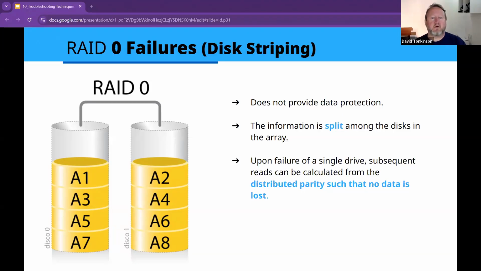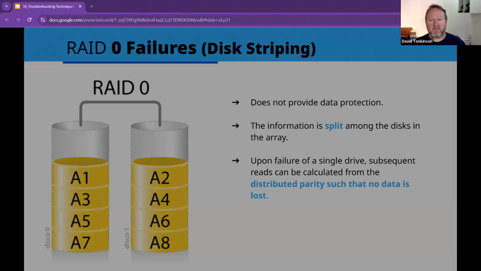So RAID 0 is simple disk striping. So it doesn't provide anything against failures. If one of those disks goes, unfortunately, you are losing an awful lot of data. Okay, the information is split along the RAID itself. So you get no protection there.